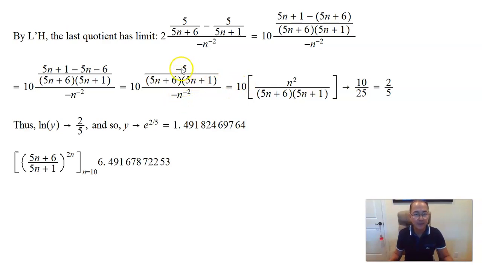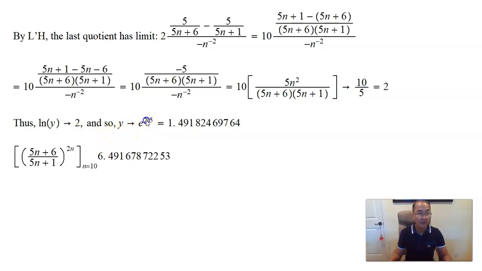So what happened here? It's correct up here. We canceled the minuses, flipped the n squared in the numerator. We left out the 5. No, correction. I left out the 5. My mistake. So there's an extra 5 there, but there's a 25 there. So that limit is just 5. 10 over 5, which is equal to 2. So ln of y converges to 2.